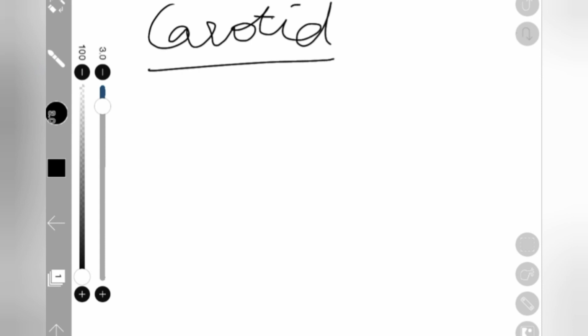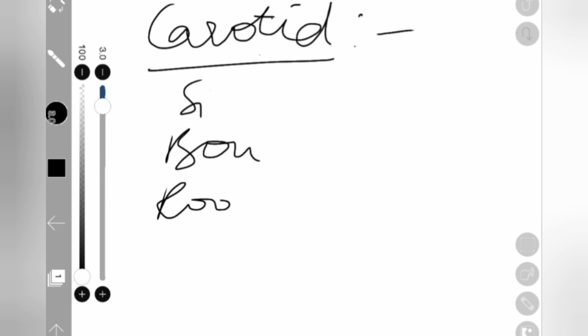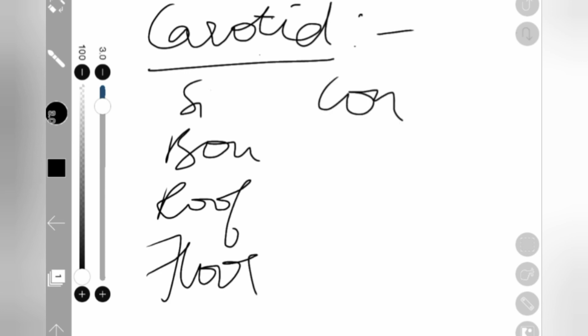So we have seen the carotid triangle entirely. When they ask you in an essay or a short note, you can write where the carotid triangle is situated, its boundaries, roof, floor, and its contents. The contents are divided into arteries, veins, nerves, and the lymph nodes. So this is how you'll write the carotid triangle.